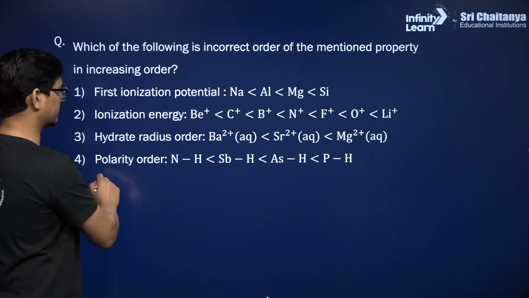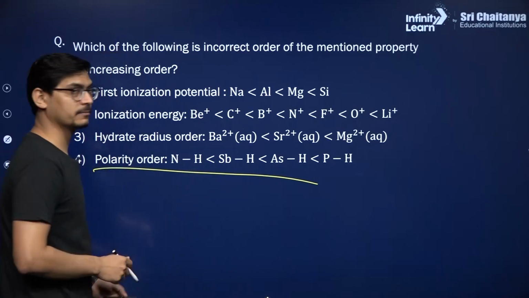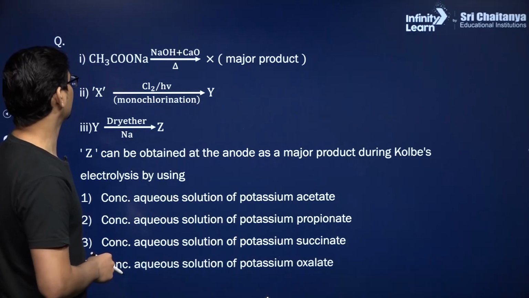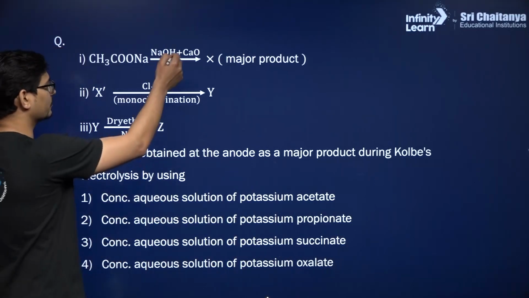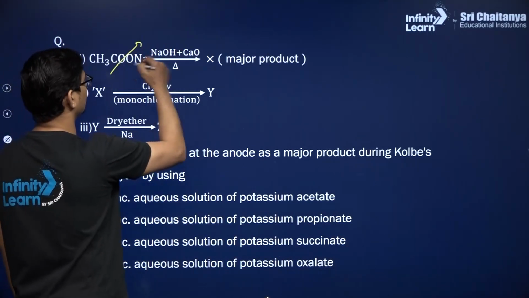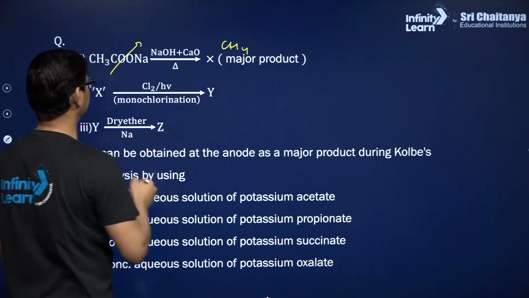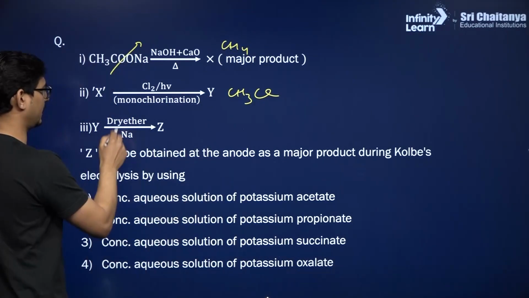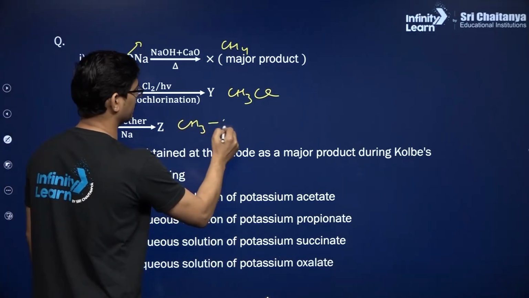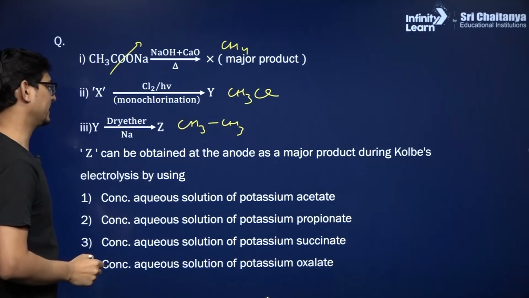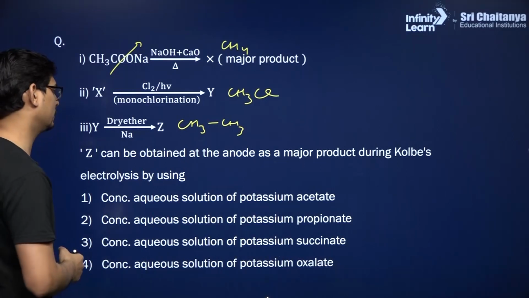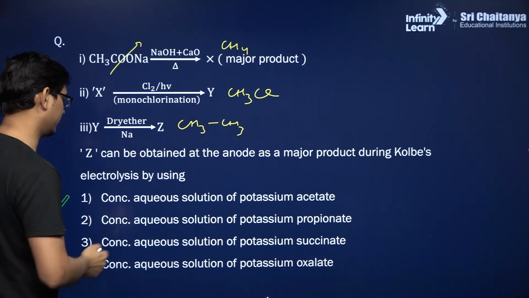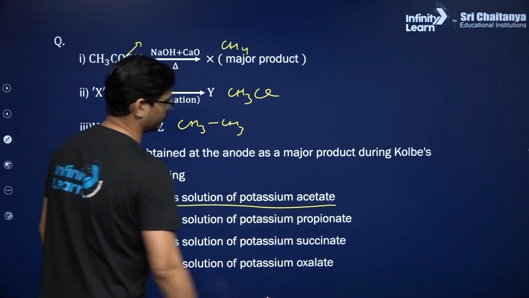Incorrect order, this, right? The N-H bond will be most polar because of the greatest electronegativity difference. Other orders are correct. Here, soda lime decarboxylation, so this will go away. We will get methane. Methane on monochlorination will give CH3Cl, and that under Wurtz reaction will give CH3CH3. So Z, that is ethane, can also be obtained at the anode as a major product during Kolbe's electrolysis by using concentrated aqueous solution of potassium acetate.